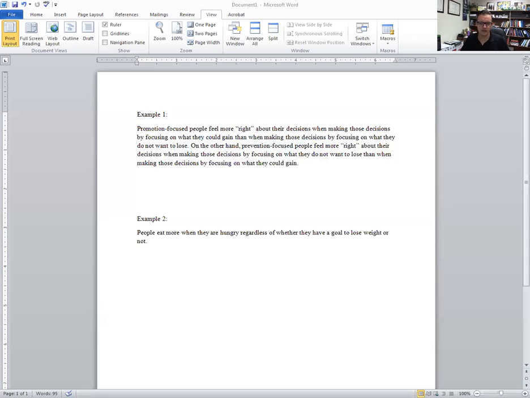Now, let's go back to the example. Now let's see about prevention-focused people. On the other hand, prevention-focused people feel more right about their decisions by focusing on what they do not want to lose, so avoiding loss, than when making those decisions by focusing on what they can gain. So we go back to our graph. Basically, that describes the exact opposite relationship. So, you know, we make a dot.